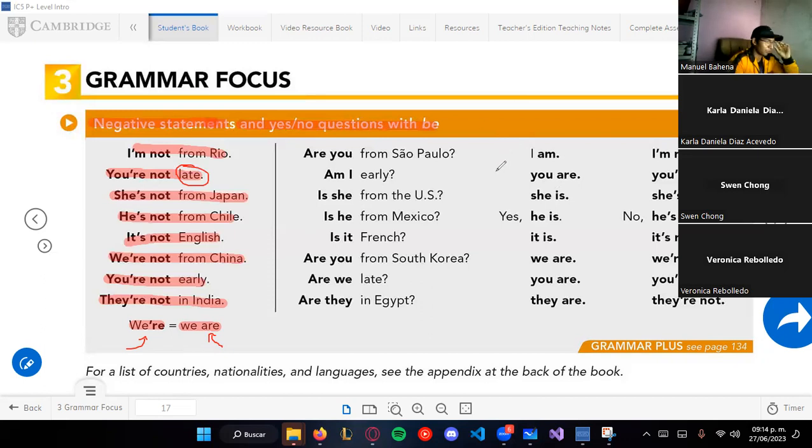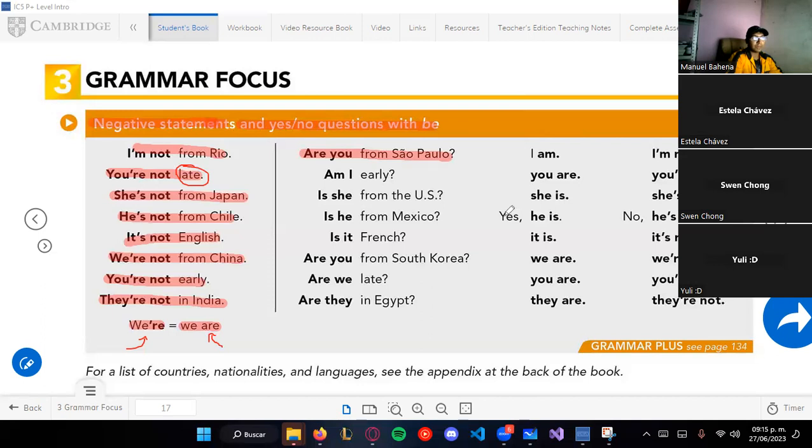Now, to finish, para terminar, let's practice this one, okay? The yes and no questions. Las preguntas de sí y no con el verbo to be. For example, the first one. Are you from Sao Paulo? Are you from Sao Paulo? Excellent. Yes, are you from Sao Paulo?